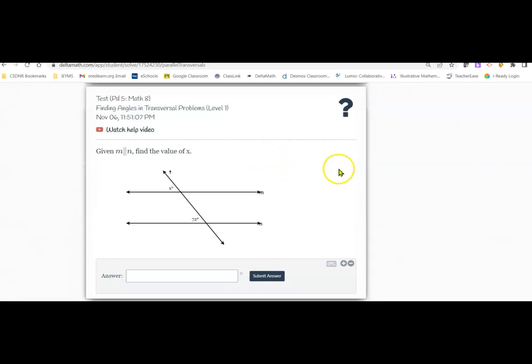Let's try this again. I'm looking for x. I was told 72, and these two are also corresponding. And corresponding angles are equal. By definition, they are equal. So x is also 72 degrees.